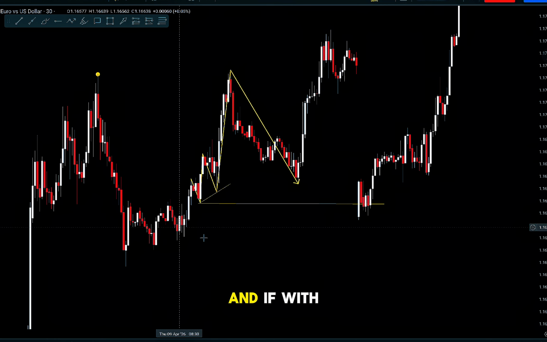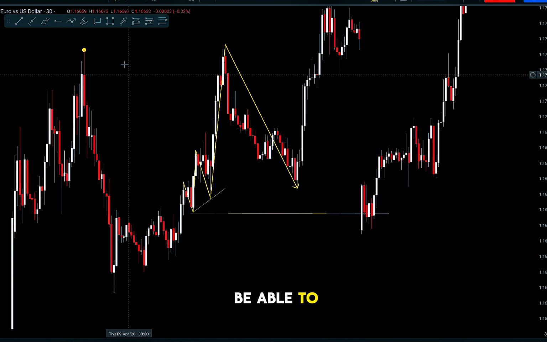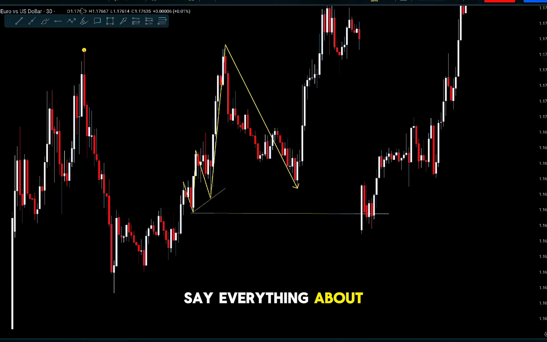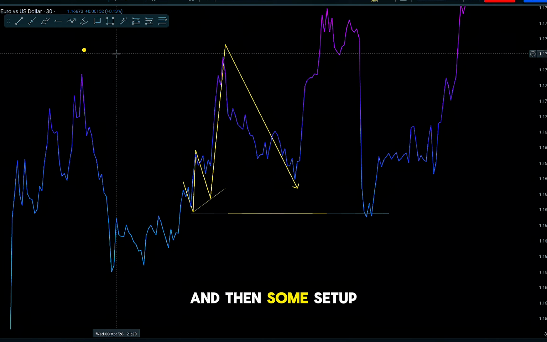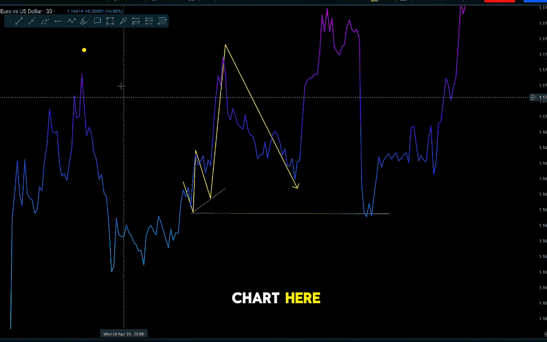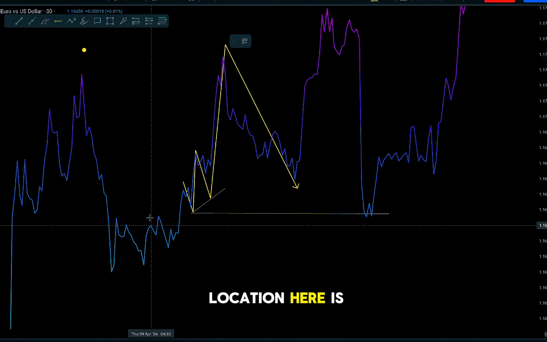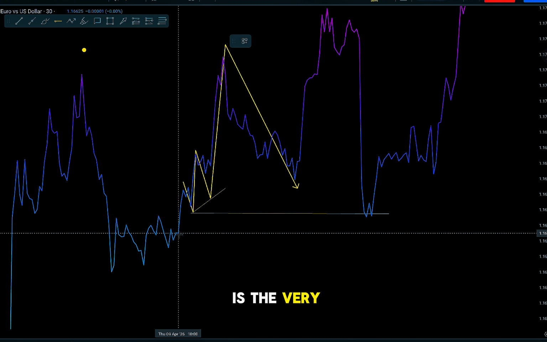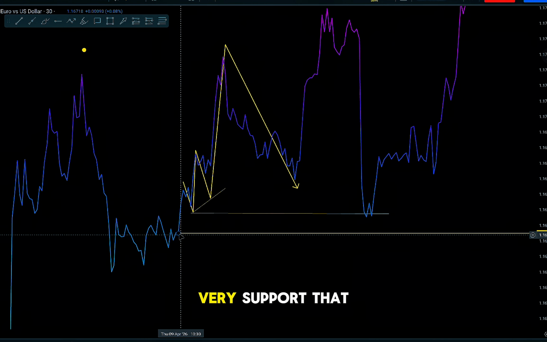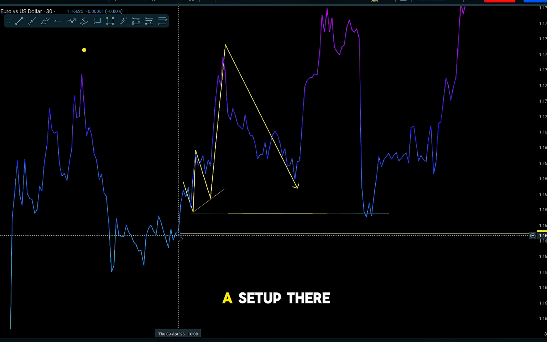And you have to be watchful because this is a location you want to be looking at, the liquidity. With time, I will be able to say everything about the strategy I use, but you look at this also in terms of SNR and then some setups. If we come to the line chart here, this location here is a setup for me. I don't want to get into this. And this is the very support that was able to break here. Hence, we have a setup there.